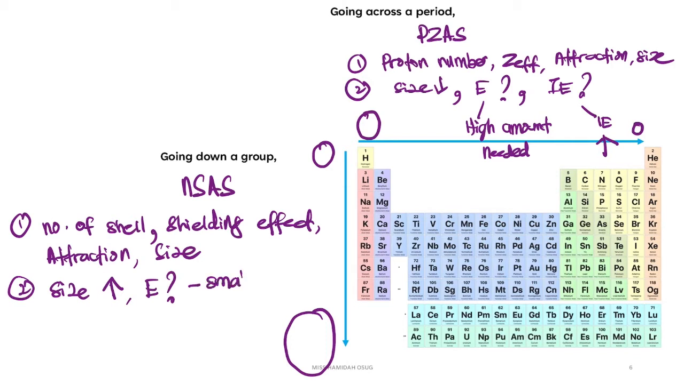So when the size of the atom is increasing, what happens to the energy? We will only need a small amount of energy to remove the outermost electron. Therefore, the ionization energy decreases when we go down a group.